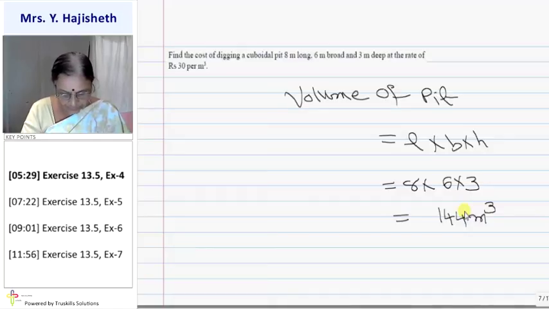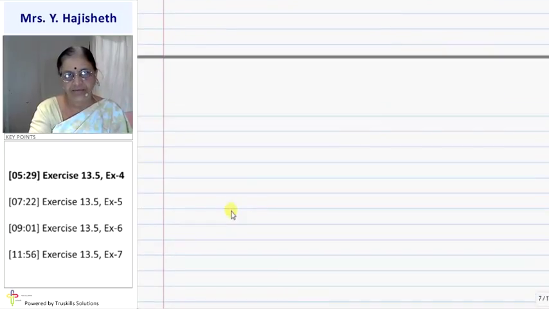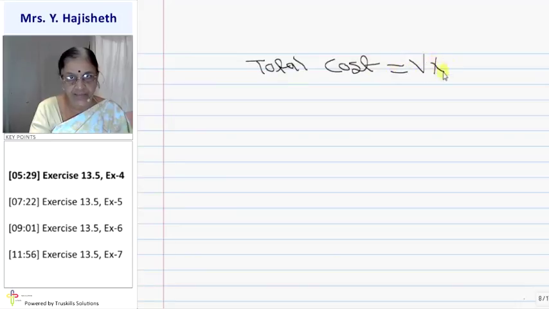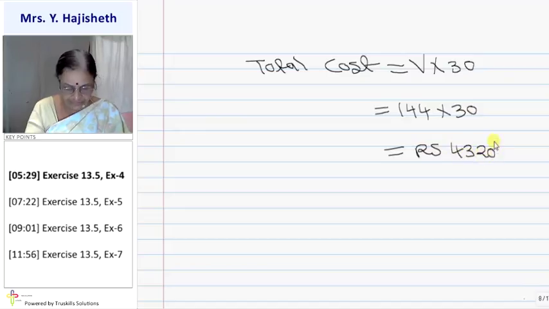Now, at rate of rupees 30 per meter cube, what is the total cost? Total cost is volume multiplied by the rate per meter cube. So 144 into 30. So it is rupees 4320. Clear?